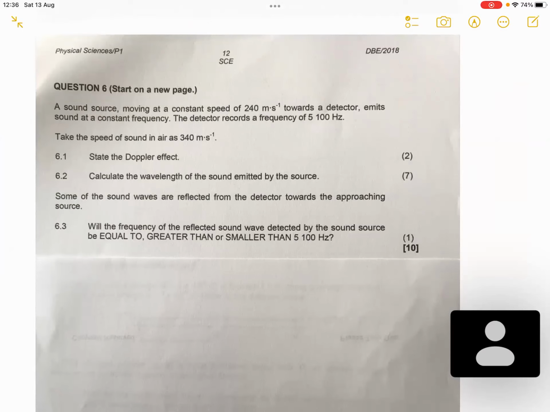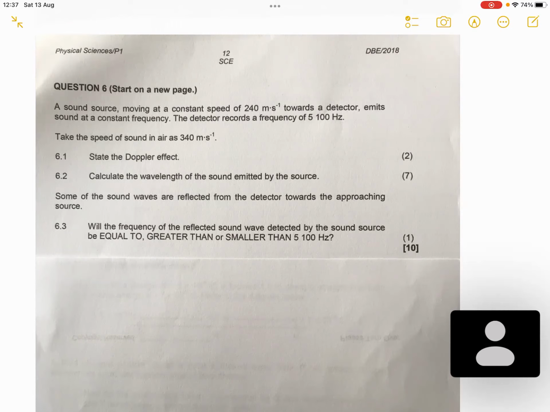Okay, so here's our first question on the Doppler effect. A sound source moving at a constant speed of 240 meters per second towards a detector emits sound at a constant frequency. The detector records a frequency of 5,100 hertz. Take the speed of sound in air as 340 meters per second. State the Doppler effect, and then they want us to calculate the wavelength.